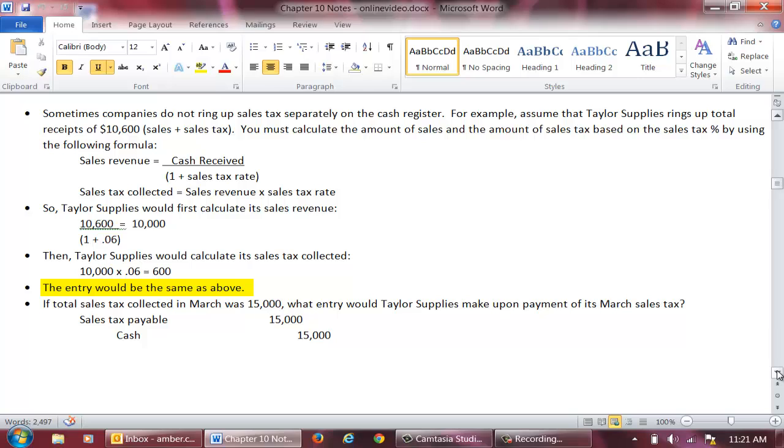The entry would be the same, involving a debit to cash for $10,600, a credit to sales revenue for $10,000, and a credit to sales tax payable for $600. When a company remits payment to the government agency, they would debit or reduce sales tax payable and credit cash. Let's assume total sales tax collected in March was $15,000. Taylor Supplies would debit sales tax payable for $15,000 and credit cash for $15,000.